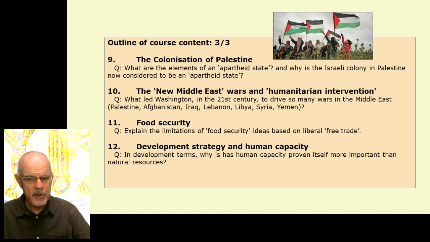So in the case of food security, we have one of those big polemics where the liberal idea of free trade, so-called open markets, which has been rather muted in terms of food compared to other areas of international trade. But nevertheless, we can examine the limitations of food security ideas based on liberal free trade by looking at the particular experiences of countries that have rejected that idea and have built in more autonomous or food sovereignty ideas of food security.